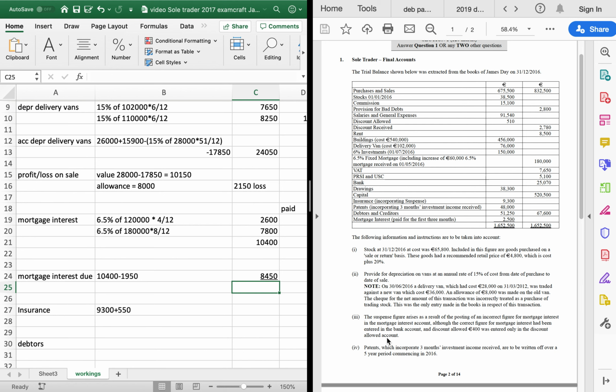So we've done the interest, and it says there's a discount allowed of 400 entered only in the discount account. So the double entry for discount allowed is debit discount allowed and credit debtors. So you give a discount to your debtors, so the discount allowed reduces your debtors. They haven't put it in the debtors account. They've only put it in the discount allowed account, discount allowed being an expense. So debtors has to go down by 400 euros.